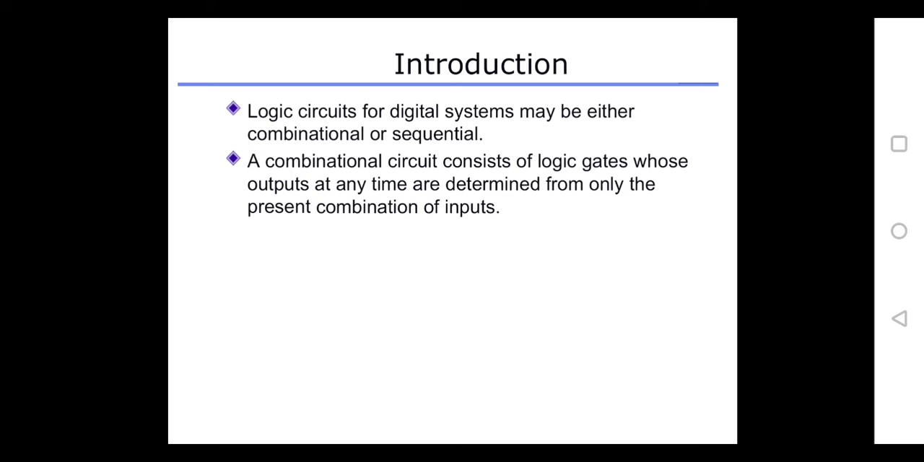So in case of a sequential circuit, we need to use a concept called a memory element. Whereas a combinational circuit doesn't need any memory element, and the complete design structure of a combinational circuit consists of logic gates.